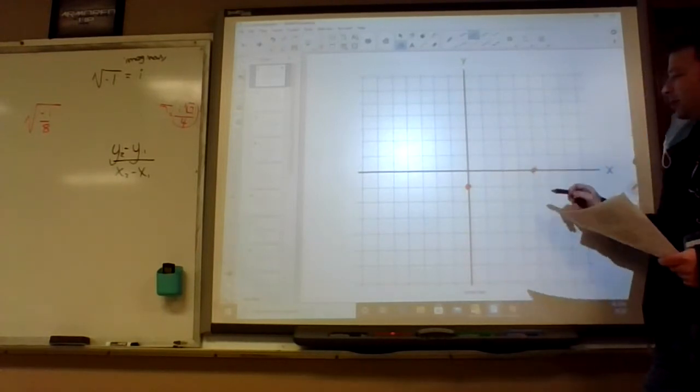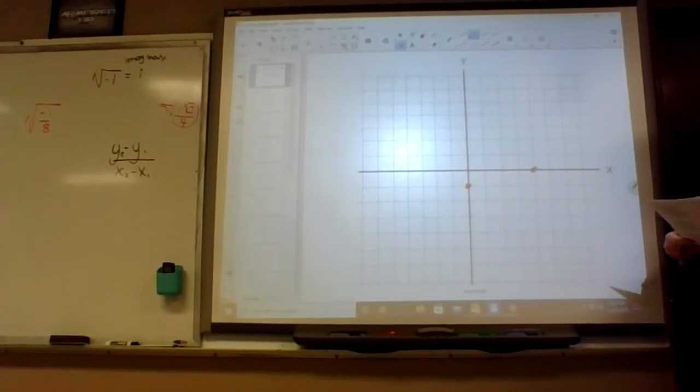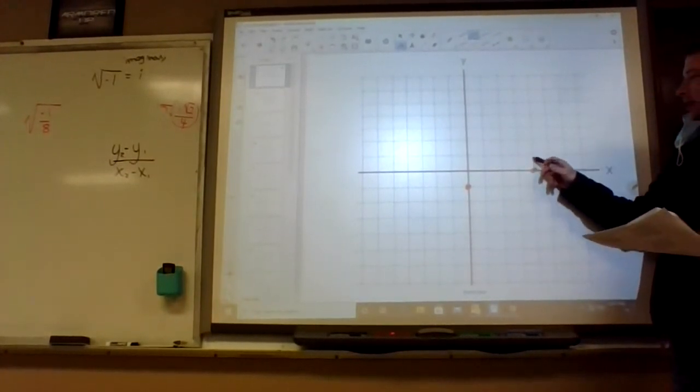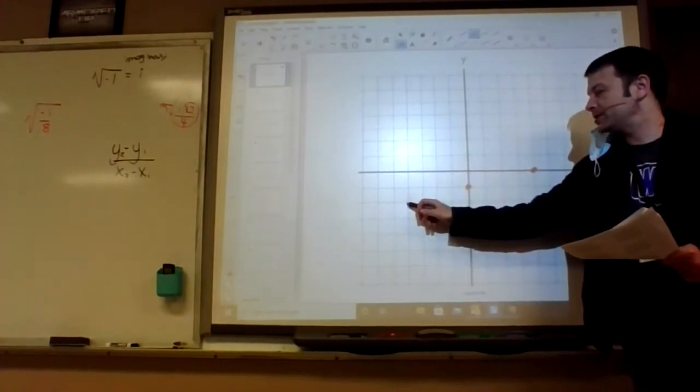Just like the other homework, I want us to make 3 dots. So where else can I put one? I could go up 1 over 4 again, or I could go backwards. I go down 1 and back 4. Should be on the same line.